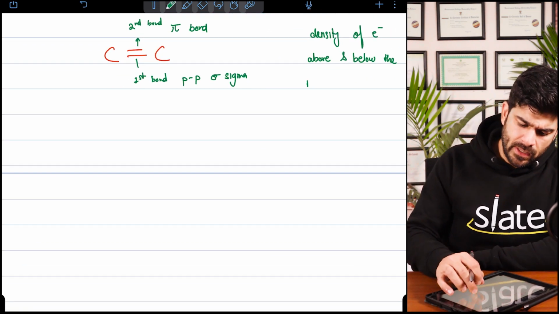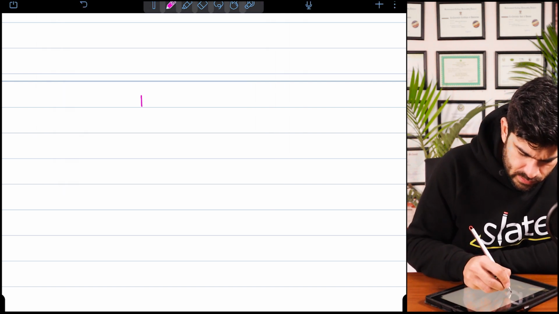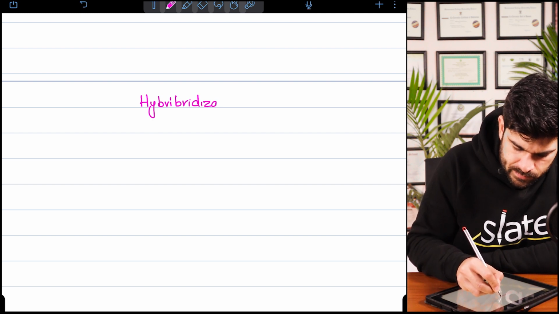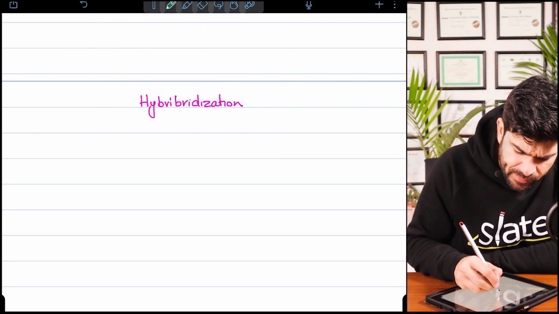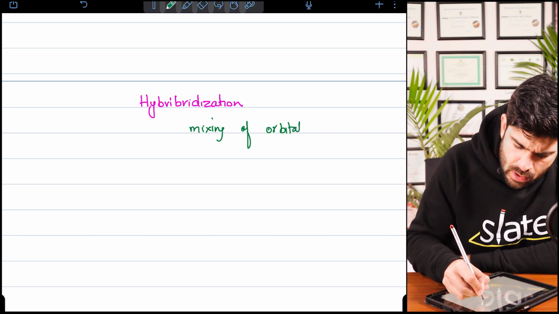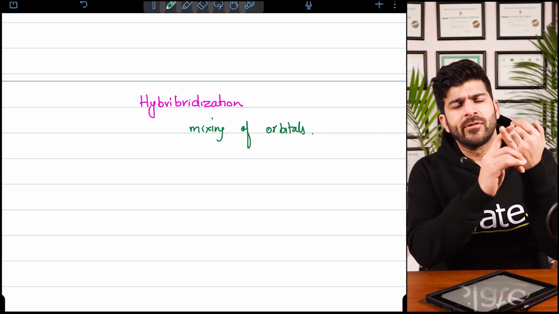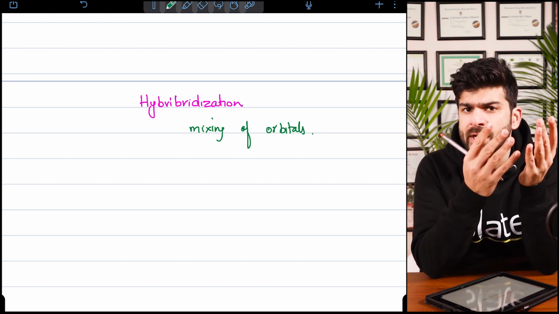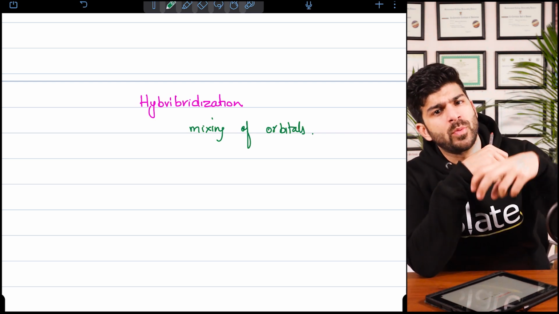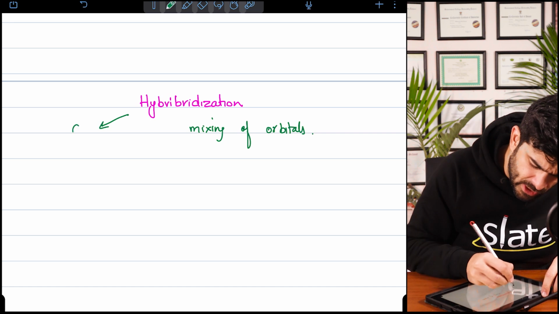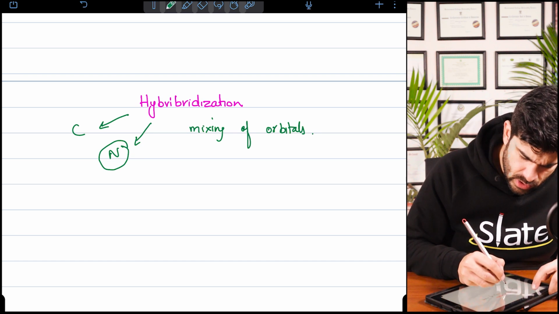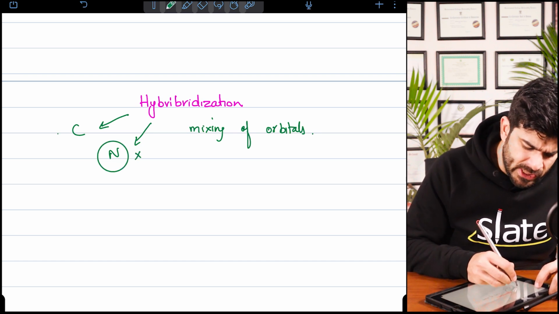From this very concept, let's start hybridization. By hybridization, we mean mixing of orbitals. Just like a hybrid car, it can run on fuel, it can run on battery. It's a hybrid. It has the property of two. That is what the hybridization of orbitals will be about. Normally, hybridization is of carbon and nitrogen, but nitrogen is not in your syllabus. We will only be talking about the hybridization of carbon.